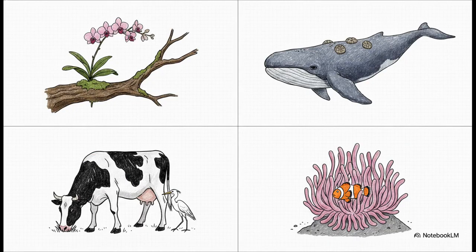Now, commensalism is where one species gets a huge win and the other simply doesn't care. For example, an orchid gains physical support by growing high up in a mango tree, but it leaves the tree totally unharmed. Or think of barnacles getting a free ride across the ocean on a whale that doesn't even notice they're there. You also have the egrets snagging an easy meal of insects that are stirred up by grazing cattle, while the cows just keep chewing their grass. Oh, and the clownfish. It gets a safe home hiding in a sea anemone's stinging tentacles, gaining awesome protection while offering the anemone absolutely nothing in return.